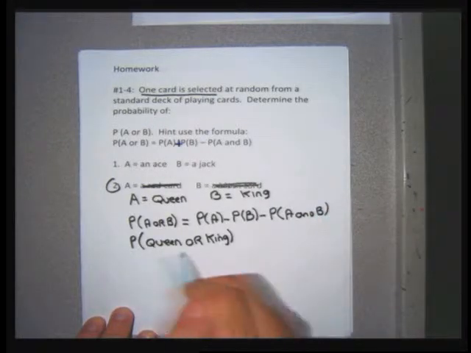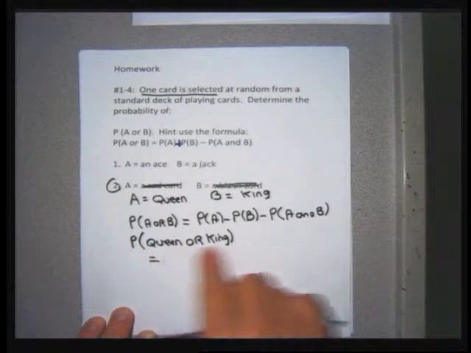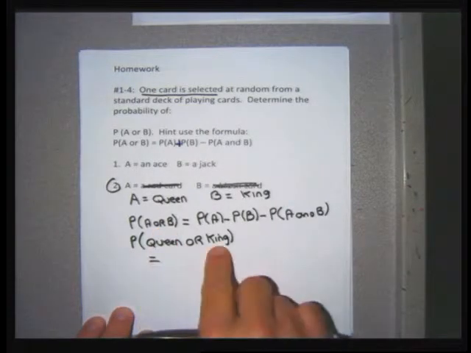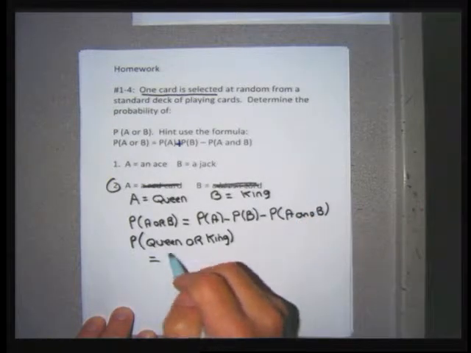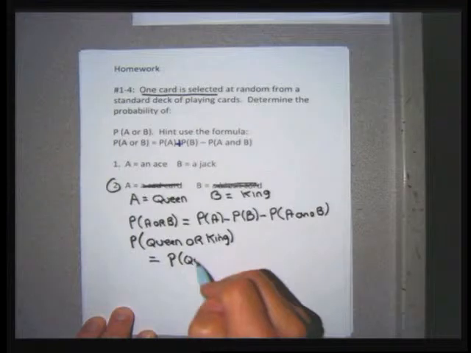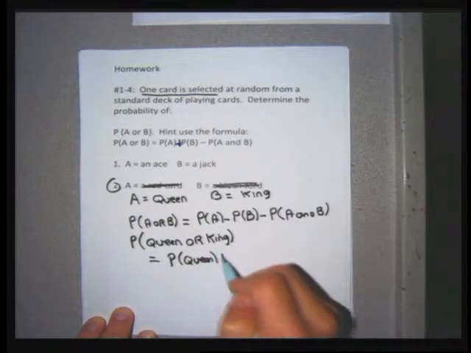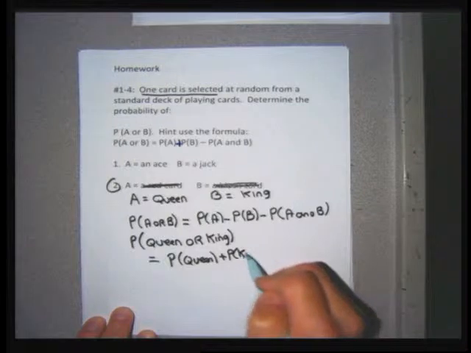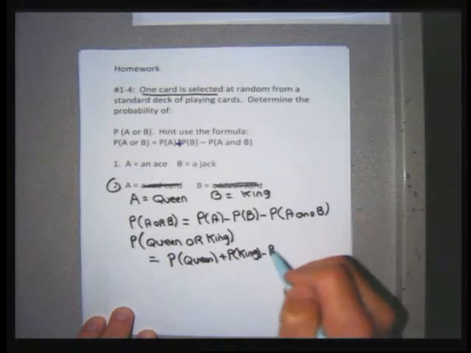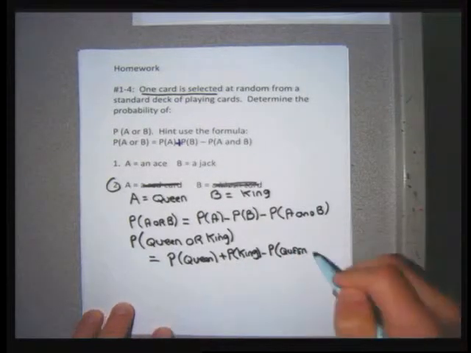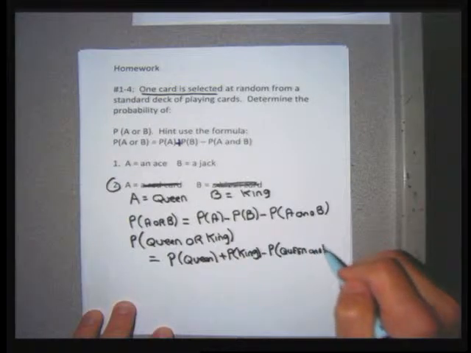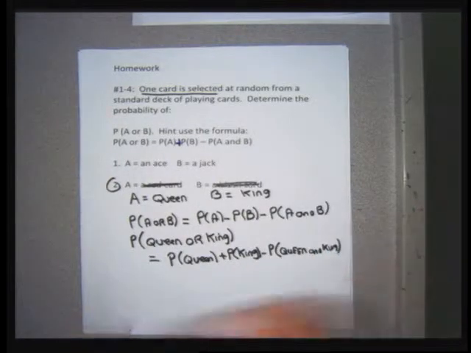So I'm going to solve this problem by changing the probability of A or B to the probability of getting a queen or a king when you select one card from a deck of cards. And now I'm going to break that into the right side of the formula and work on that. So this is going to be the probability of getting a queen plus the probability of getting a king less the probability of getting a card that's both a queen and a king. And I brought my sample space with me because it's easier to do with marking up a sample space.